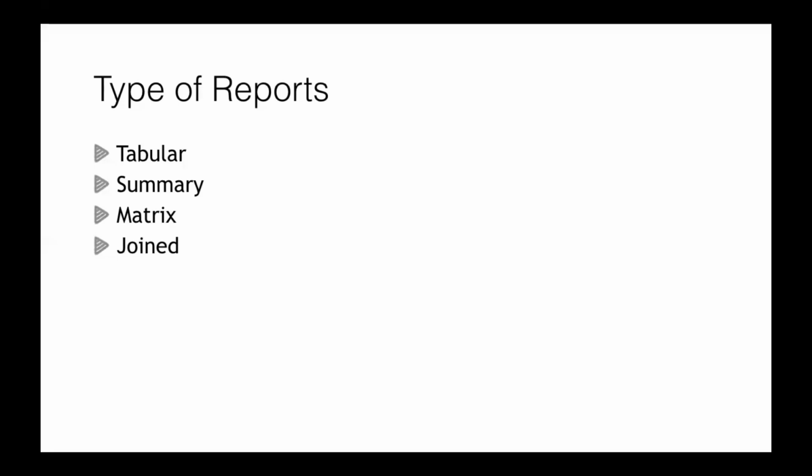So for that you can use summary reports. But if you want two levels of grouping, like column grouping and row grouping, for that you need to go with the matrix report. I will explain it better in the example. And then we have the join report. If you want to get the information of two or more objects in a single report, then we can go with the join reports.